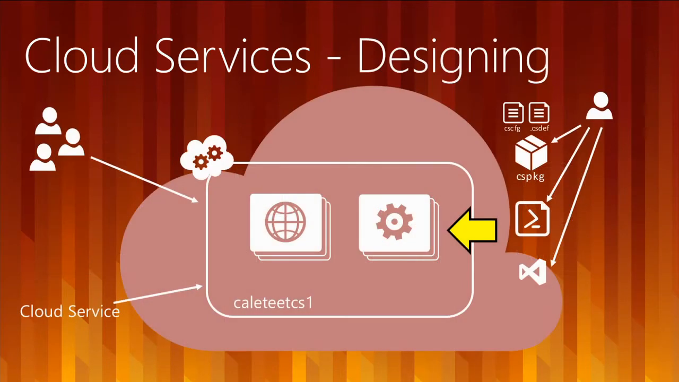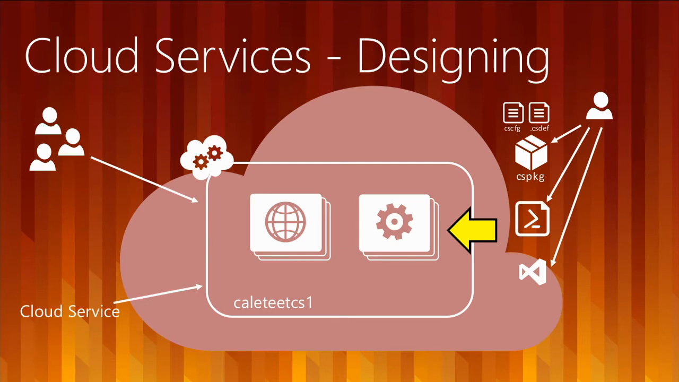So from a design perspective, or from an infrastructure level, what's happening underneath the covers? In the center, we have our cloud service. In this case, it's called KLT CS1. That's our container that we're going to deploy our workloads to. So we can create multiple instances of web or worker roles in a cloud service. Now, that's all controlled by, we'll call him Mr. Developer over here on the right side.